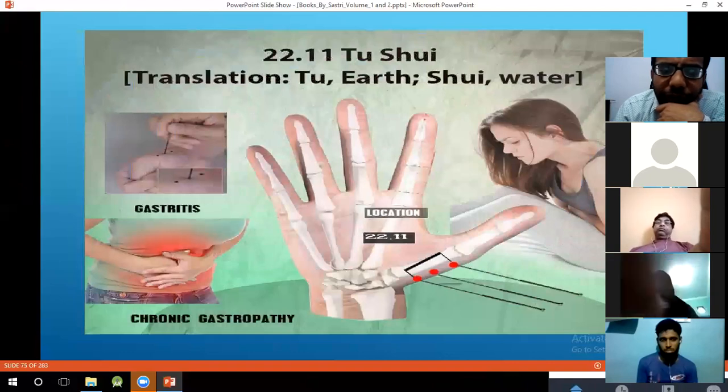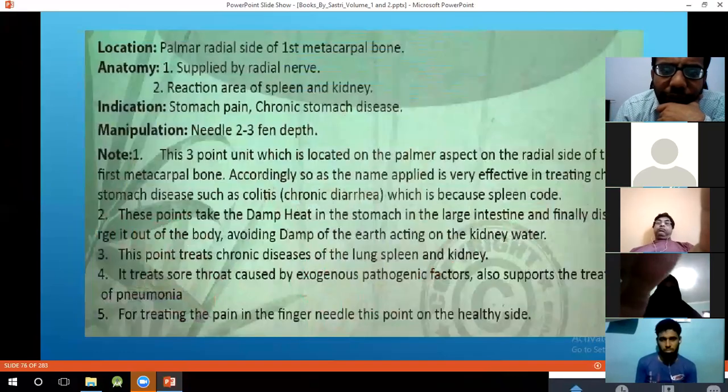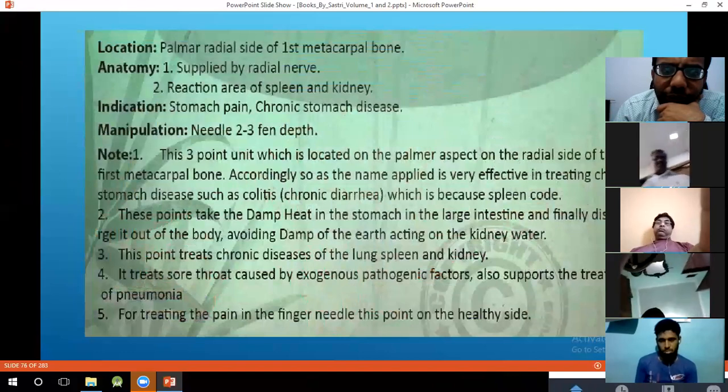Now comes 22.11. It is very good for gastritis and burning gastropathy. And whenever you have certain problems like that, you use this one, it is very good.